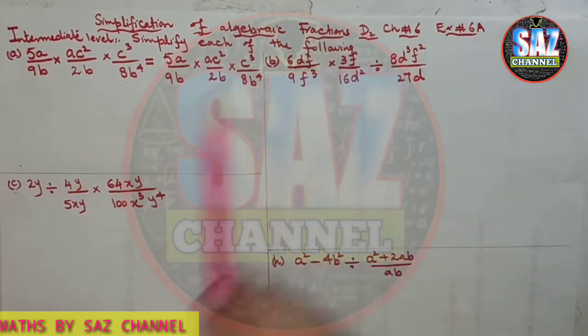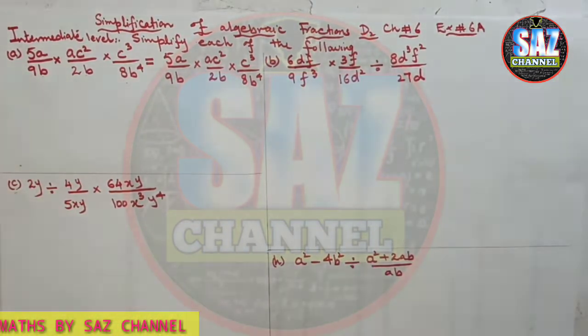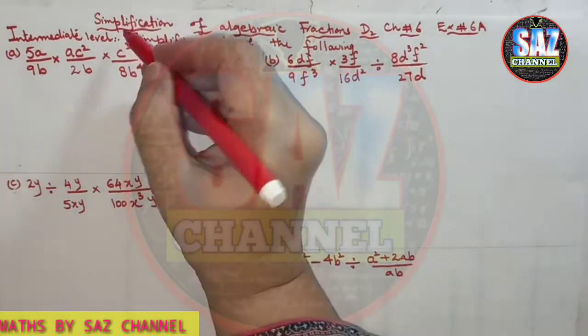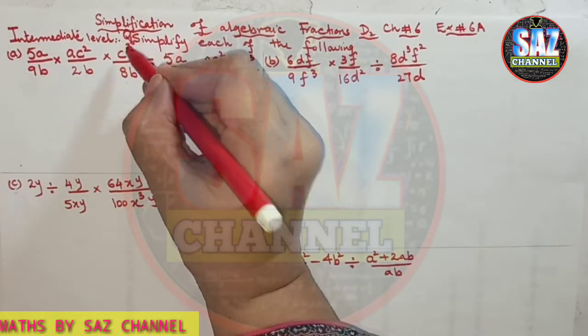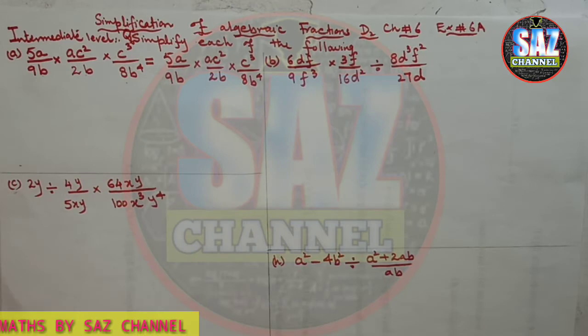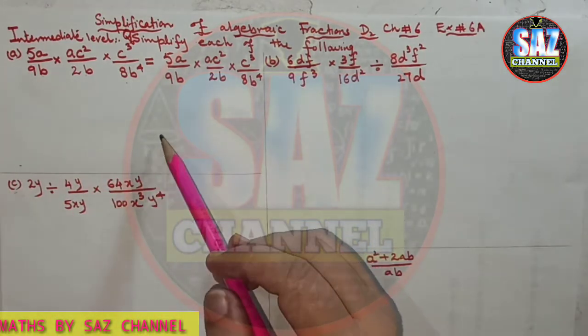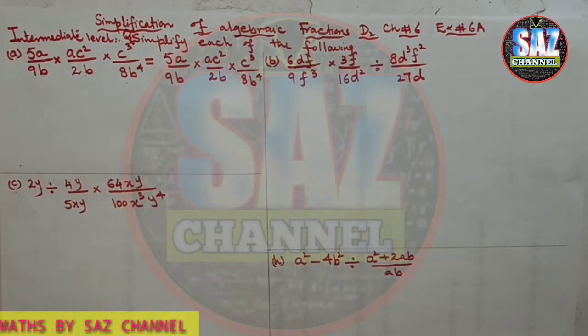In this lesson I will solve question number 6, intermediate level, that says simplify the following fractions. Before going to the lesson, for better understanding you should have command on the methods of factorization, the perfect square identities, the identity of difference between two squares, and the multiplication and division laws of indices with same base.